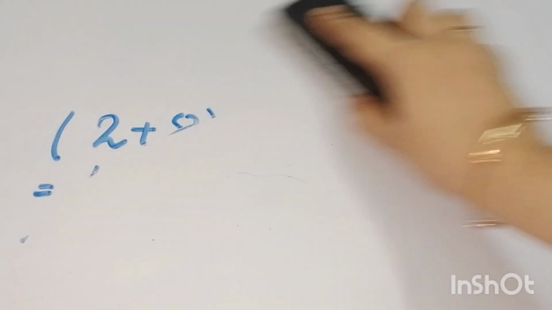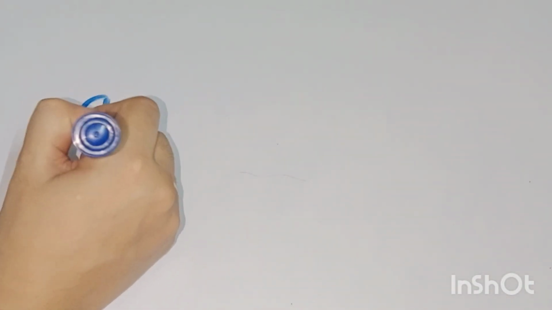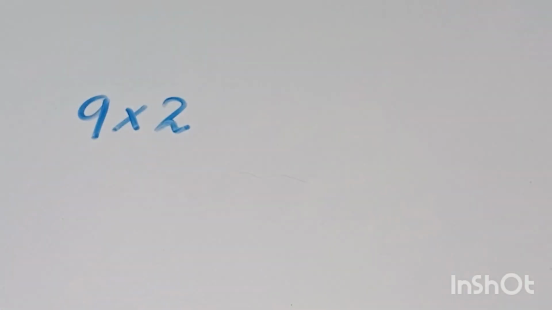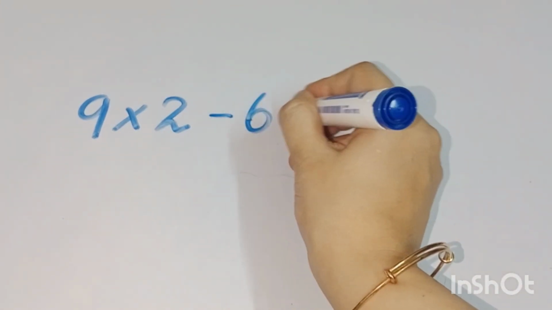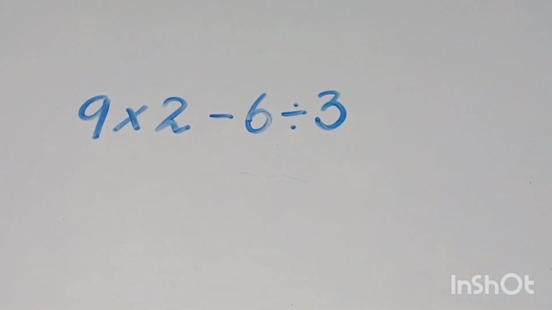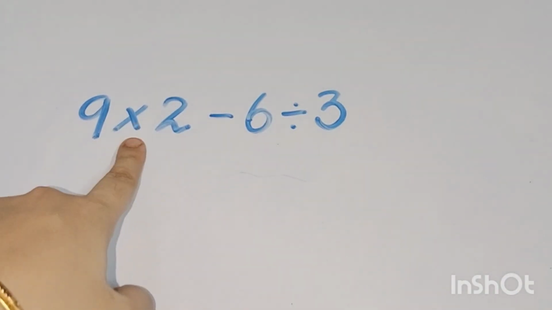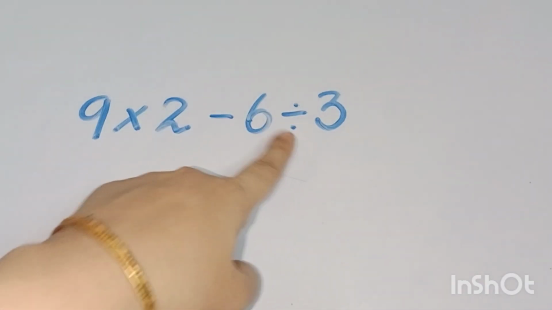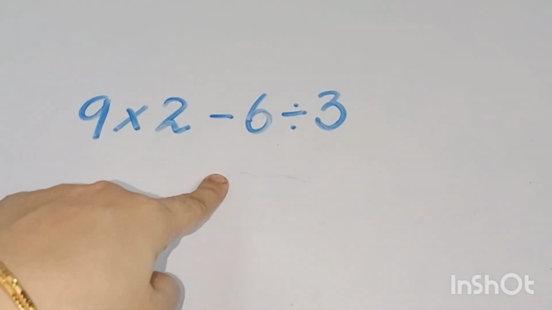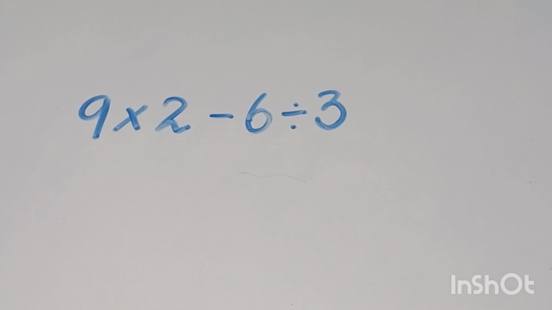Okay, now shifting to my next puzzle, my puzzle 3. Here we have 9 multiply 2 minus 6 divided by 3. Here we have three operations, multiply, divide and subtraction. What should we do first? Okay, if you have solved this puzzle, then answer in the comment section.